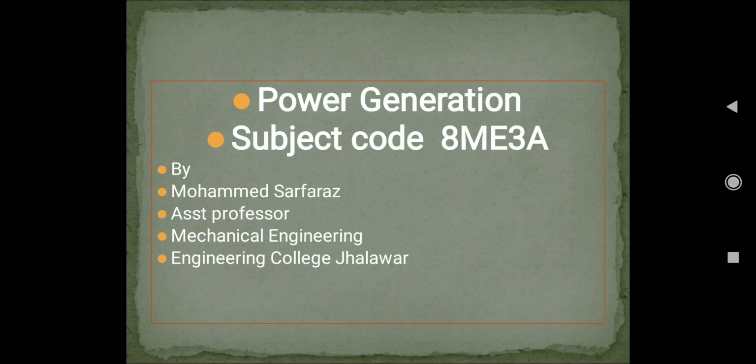Today we are going to discuss the subject Power Generation, and the subject code is 8ME3A. It's an eighth semester subject, and in this lecture we are going to discuss the steam turbine. In detail, we will discuss the classification of steam turbines, the compounding effect, and the types of steam turbines. So let's start the lecture.